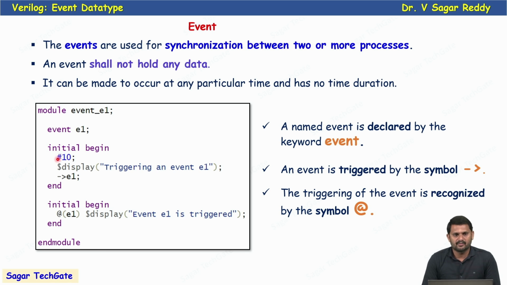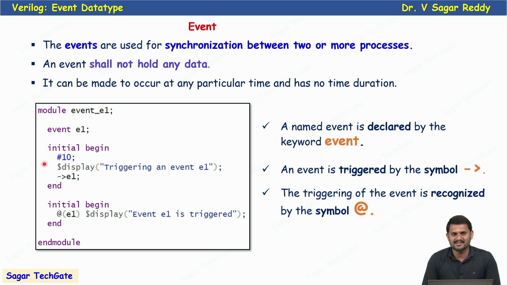Now let's see the other initial block. The first one should wait until the 10 time unit delay. Then in this initial block, we have at the rate E1. What is the meaning of this at the rate E1? We should wait until the event E1 has occurred. But for it to happen, we should declare it, and after that we should trigger it by using this symbol.